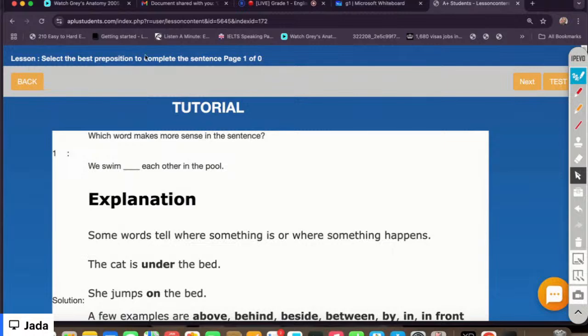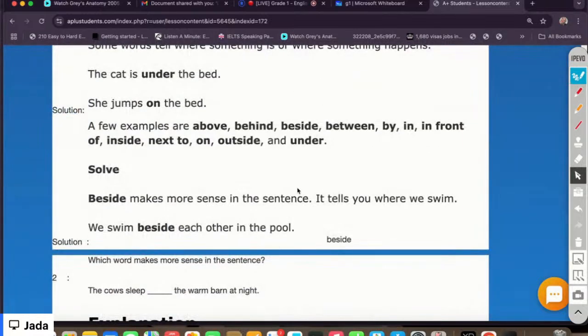So the next lesson is select the best preposition to complete the sentence. So we have to choose the right preposition to complete this sentence. So we already know that some words tell where something is or where something happens, which are prepositions. So we have here, which word makes more sense in the sentence. We swim dash each other in the pool. So what would be the right preposition? It is beside that makes more sense in the sentence. It tells you where we swim. So we are swimming beside each other in the pool.